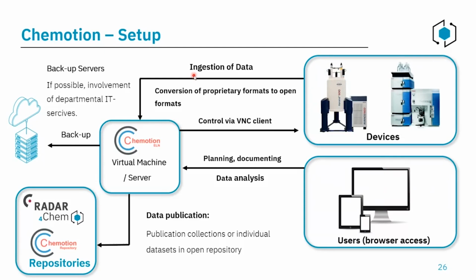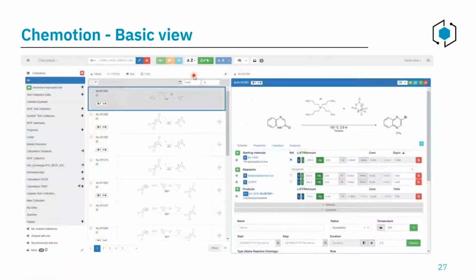But if you do want to publish your data, there is a direct integration to repositories such as the Chemotion repository and Radar for Chem. So this is the basic view of Chemotion. You have, let's say, large navigation from the left, medium navigation, and then details on the right. We'll go through each element of the ELN bit by bit.